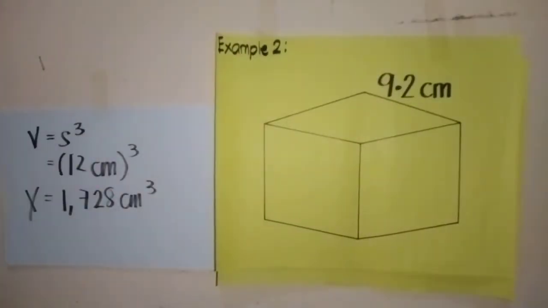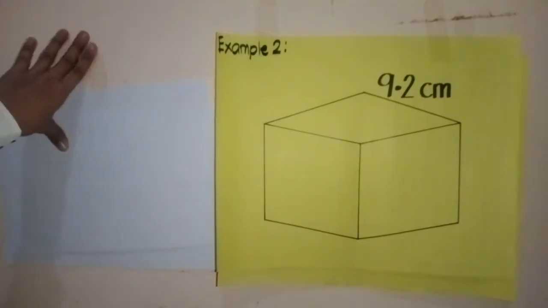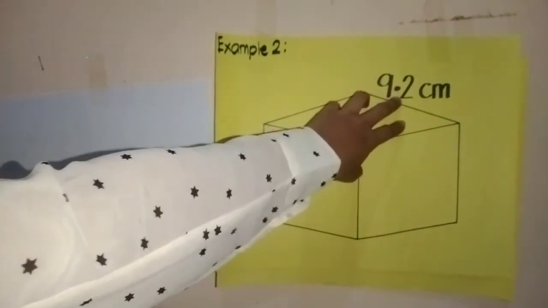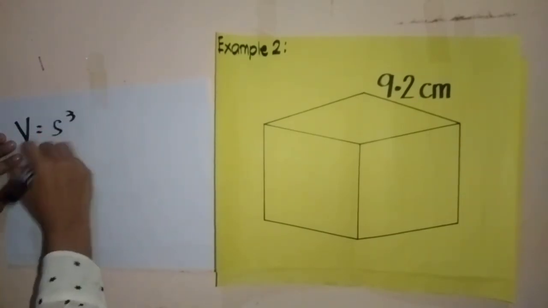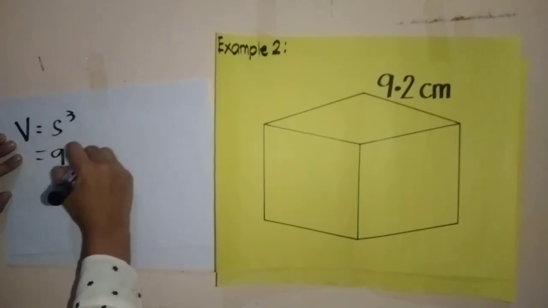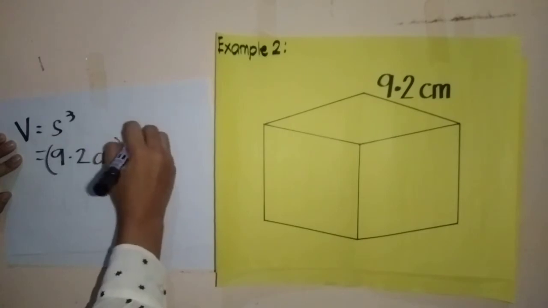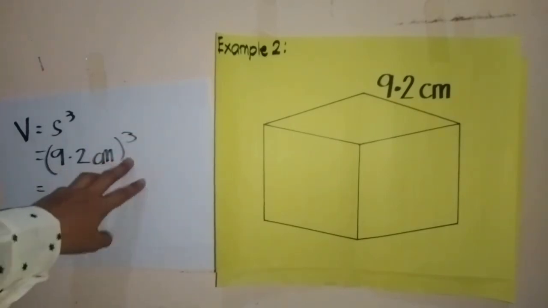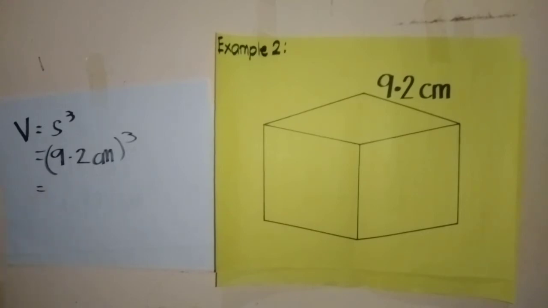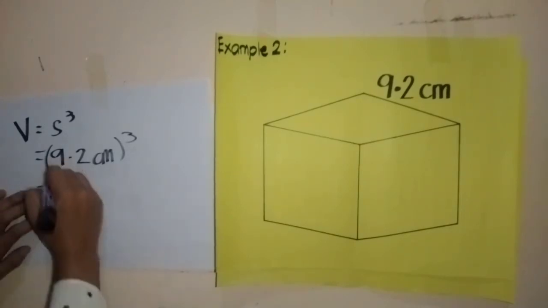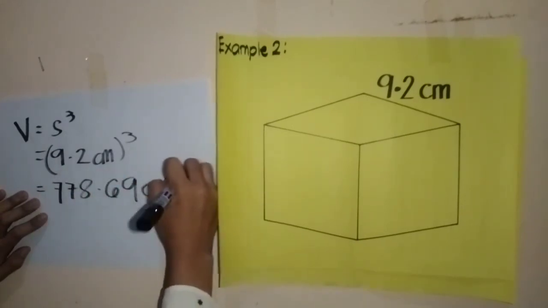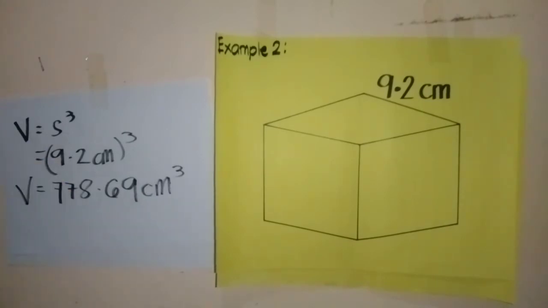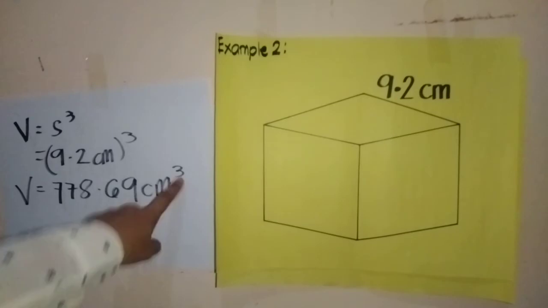So another example. A cube has a side of 9.2 centimeters. So volume is equal to S cubed, where the side is 9.2 centimeters. So the cube of 9.2 centimeters is equal to 778.69. So the cube has a volume of 778.69 cubic centimeters.